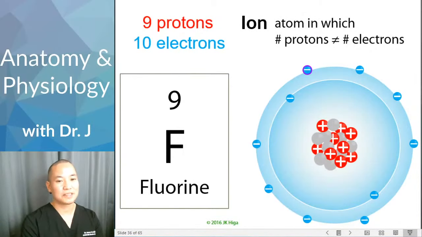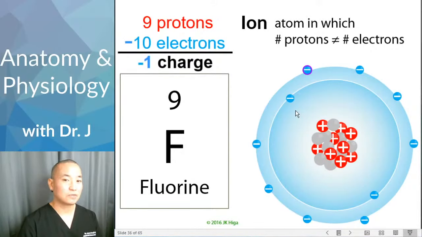Let's rewind a bit. An ion is basically an atom in which the number of protons is different from the number of electrons. So we have 9 protons, we have 10 electrons, those numbers are different. What's the overall charge of this ion? 9 minus 10 is negative 1. So a fluorine ion is typically negative 1 charge, because negative 10 plus 9 gives an overall charge of negative 1.